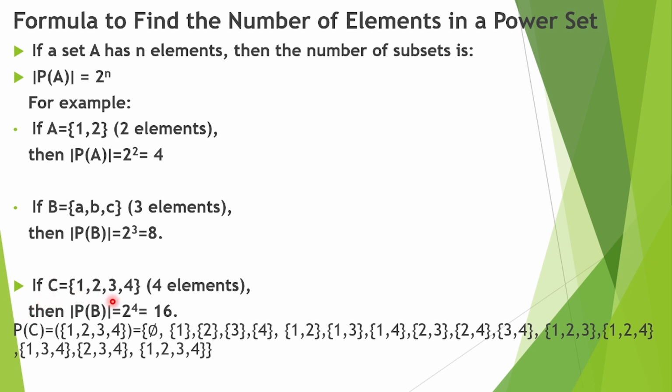If C is equal to {1, 2, 3, 4}, 4 elements, it means that the number of subsets of the power set will be equal to 16. If we put 4 over here, 2 to the power of 4 is equal to 16, and I have given all the subsets of these. You can see over here, there are 16 sets. You can count, and similarly from this calculation you can find out the subsets for three elements over here, and for two elements over here.